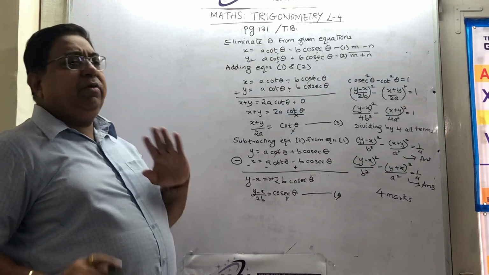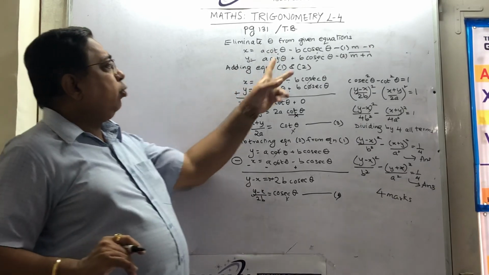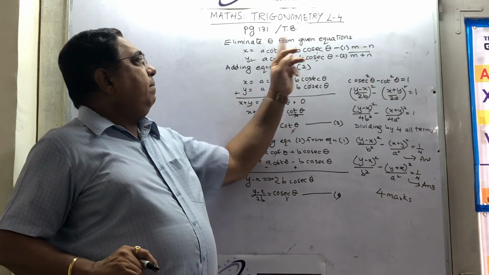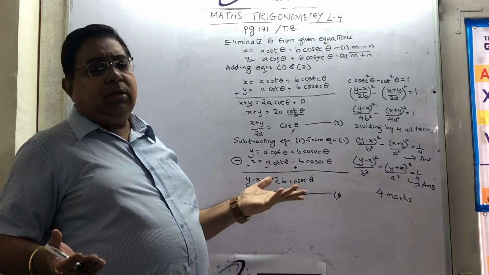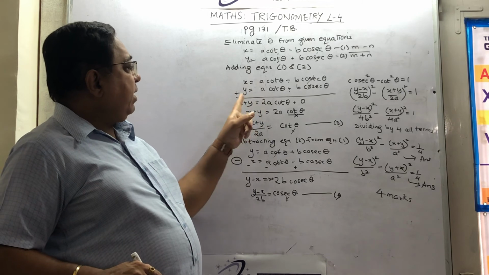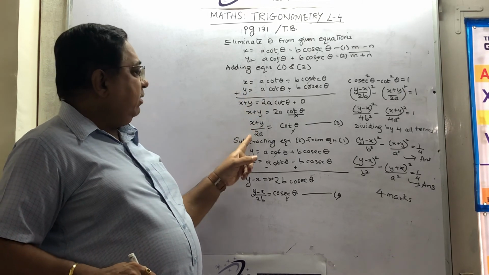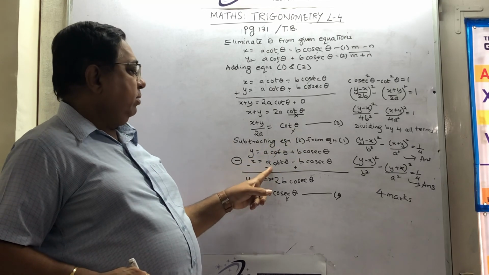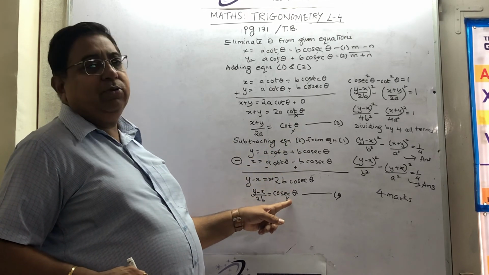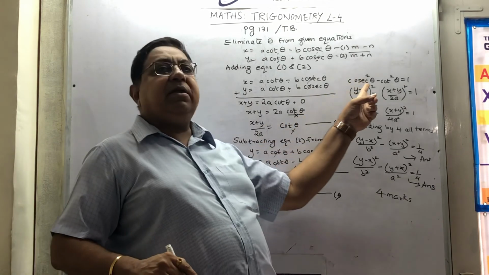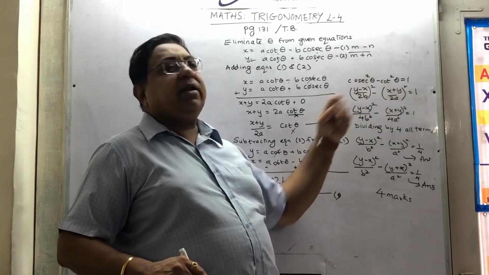Eliminate theta. We don't want any term in theta. 2 equations are given. I told you look at them as m minus n, m plus n. I take the 2 equations and add them. When I add them, I get the value of cot theta. I subtract, I get the value of cosec theta. I don't need cot theta, I don't need cosec theta.